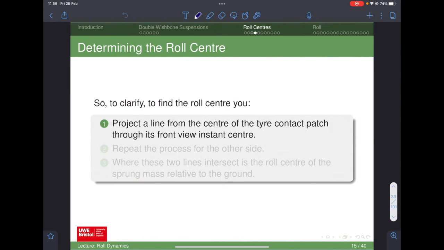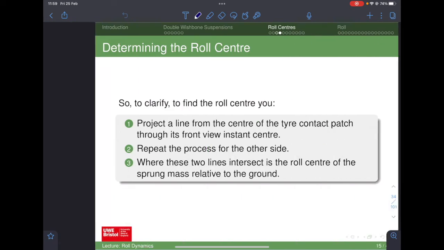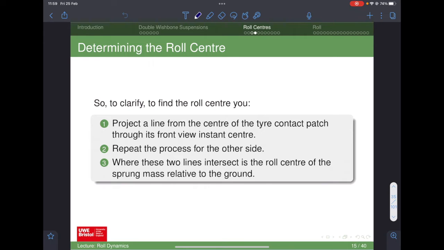So to clarify, to find the roll centre, you project the line from the centre of the tyre contact patch through its front view instant centre. So there's a line between the contact patch and the instant centre. Project it through, and you repeat the process for the other side. Then where they intersect is the roll centre of the sprung mass relative to the ground. That gives you the roll centre for a double wishbone suspension system.